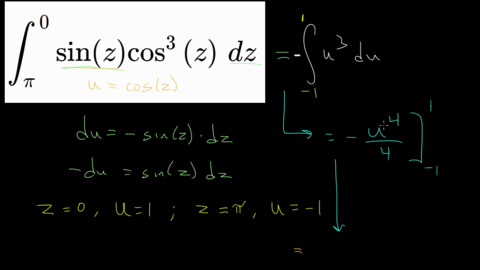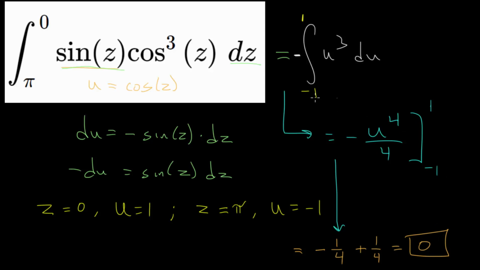We have minus 1 to the 4th over 4, and 1 to the 4th is just 1, so we get minus 1/4. And then we subtract this evaluated at the lower bound. We plug in -1, and since it's to an even power, the negatives will cancel, and we'll just get +1. So we're subtracting -1/4, which is the same as adding 1/4. And -1/4 plus 1/4 is equal to 0. So this integral is simply equal to 0.